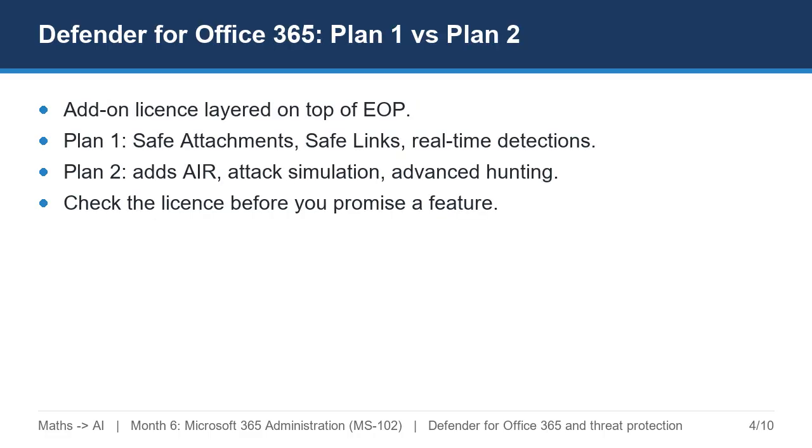Microsoft Defender for Office 365 is a paid add-on that layers on top of EOP. It comes in two plans. Plan 1 gives you safe attachments, safe links, and real-time detections. Plan 2 adds automated investigation and response, attack simulation training, and advanced hunting. The Tier 2 lesson here: always check what the tenant is actually licensed for before you promise a customer a feature they may not have.